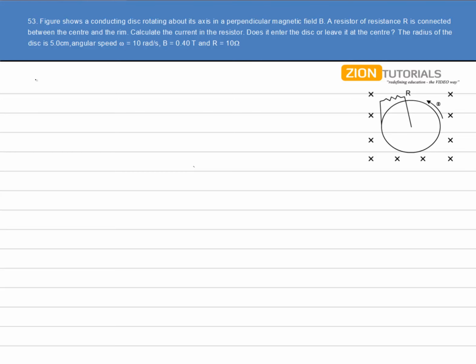Now I do have some of the data: the radius of the disk is 5 centimeter, or 0.05 meter. Omega is given as 10 radian per second. Resistance is 10 ohm and the magnetic field is 0.4 Tesla.